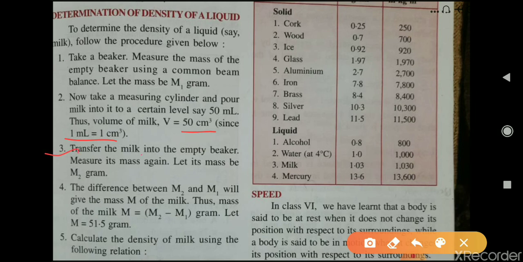Now transfer the milk into the empty beaker whose mass we have already measured with the help of a beam balance. Now pour this milk into that empty beaker. Now from the difference between the masses, we can find the mass of the milk.